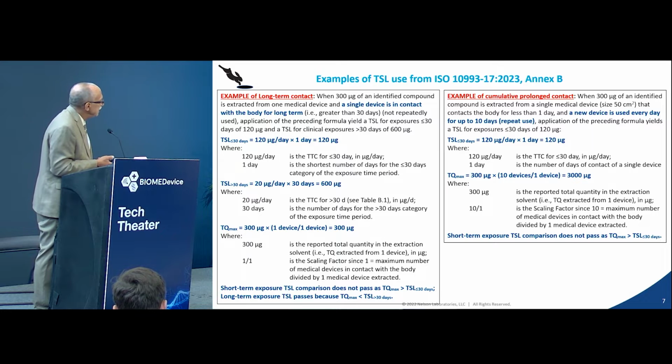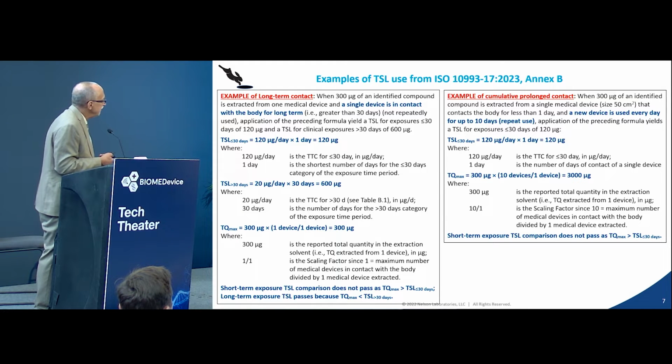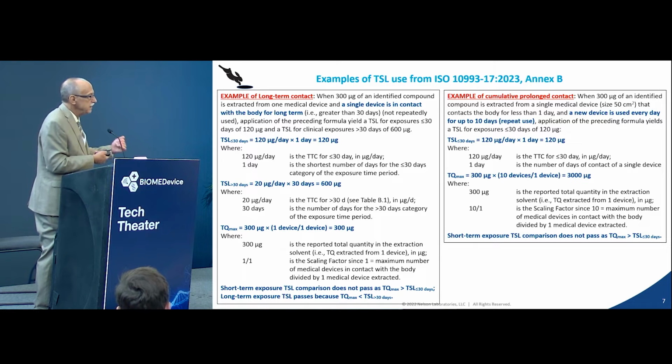There are two examples of the use. I don't have a lot of time to cover these examples in detail, but you can just see how it applies by the highlighted areas here. A long-term device on the left, let's say you found 300 micrograms from the chemistry test, a single use of the device for long-term. You have to compare it against 120 and also against 600. It fails, so therefore you have to evaluate the individual chemical toxicity.